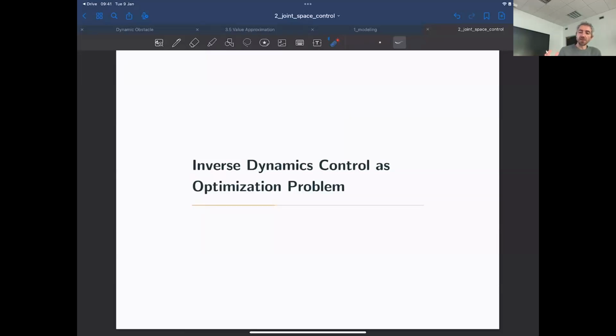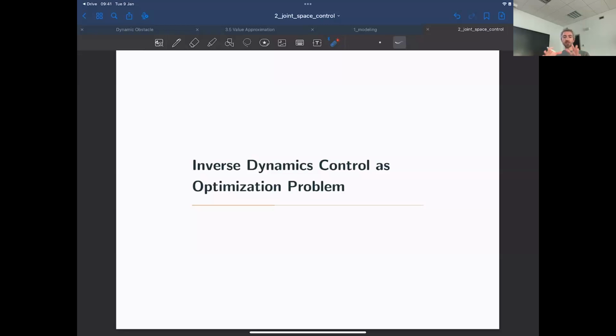Okay, so now we have seen inverse dynamics control in its classic form, which is how it has been introduced probably in the 70s or even the 60s. But more recently, there has been a trend of seeing control algorithms as special instances of optimization problems. And that's kind of the mindset I would like to communicate to you in this course.